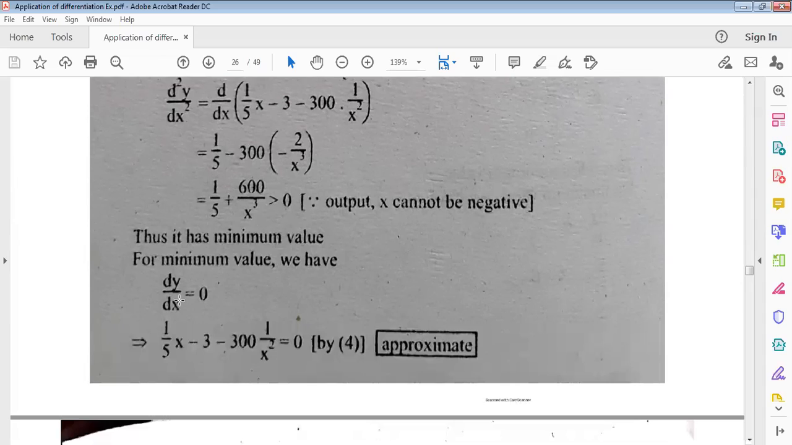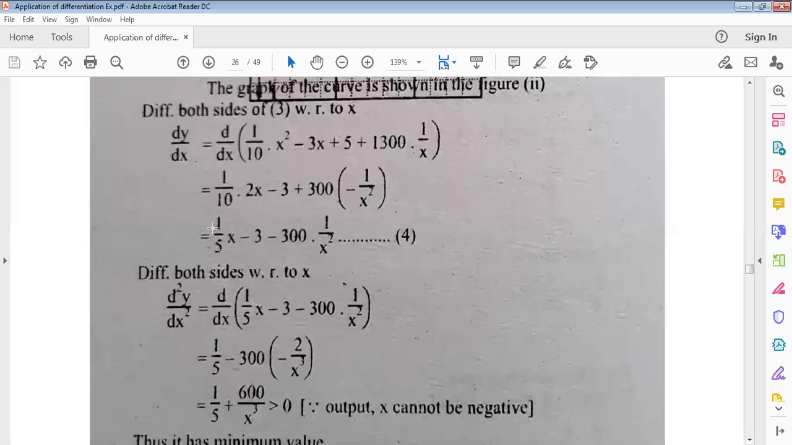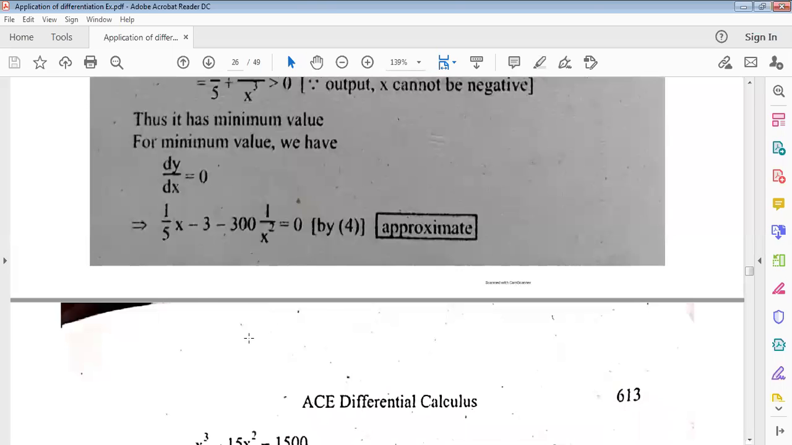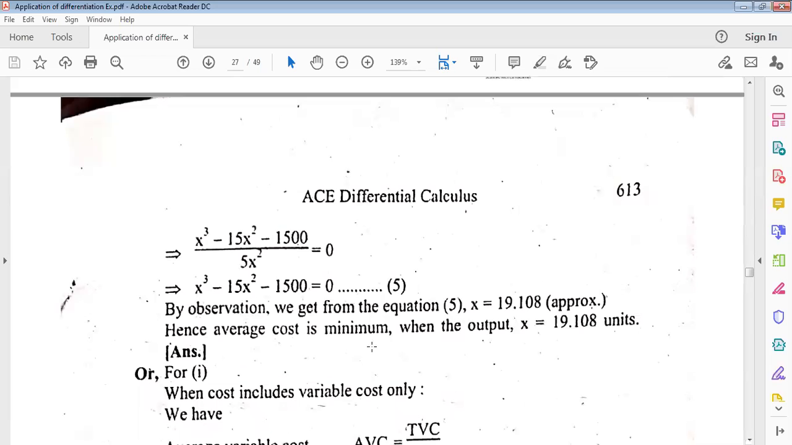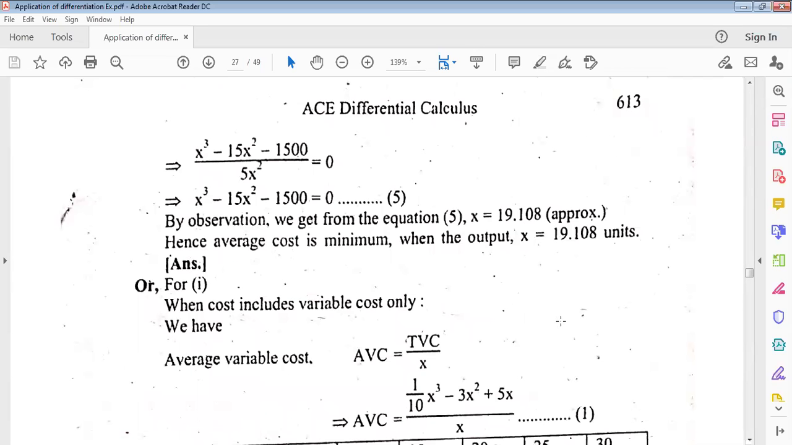And for the minimum value, dy/dx equals 0. So our first differentiation, equation number 4, will be 0. And taking this 0, we have to solve this equation: x cube minus 15x square minus 1500 equals 0. By observation, we get from equation 5 that x equals 19.108 approximately. This will satisfy 19.108 for the left hand side and right hand side. So our output is the 19.108 result.